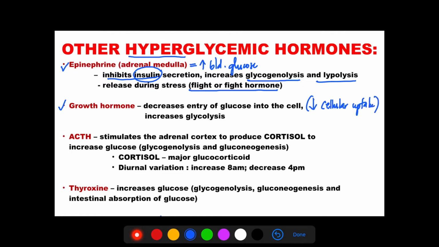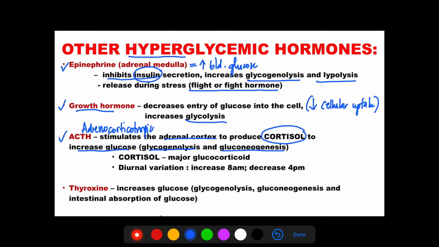So what will happen if the glucose cannot enter the cell? So the glucose will remain in the blood. That's why we will have an increased blood glucose level because of this growth hormone. And also, your growth hormone increases the process of glycolysis. Next one, we have ACTH or adrenocorticotropic hormone. So this adrenocorticotropic hormone will stimulate the adrenal cortex to produce cortisol, which will result to increased blood glucose level. And also, through the process of glycogenolysis and gluconeogenesis, blood glucose is increased.